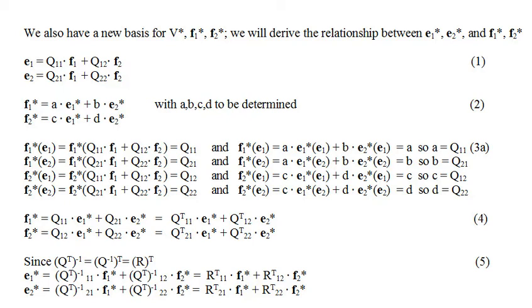So we can write the F star basis in E star basis component form, as shown in line 4, and we have that Q transpose is a direct transformation matrix from the E star basis to the F star basis. Thus, Q transpose inverse is the direct transformation matrix from the F star basis to the E star basis. And since the inverse of the transpose of any matrix equals the transpose of the inverse, Q transpose inverse equals Q inverse transpose equals R transpose. So R transpose is the direct transformation matrix from the F star basis to the E star basis.